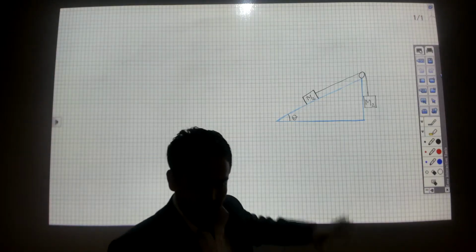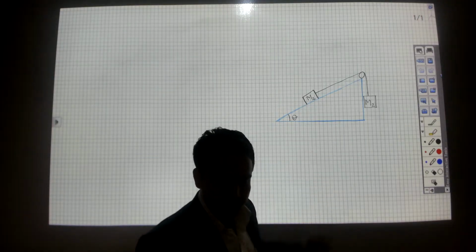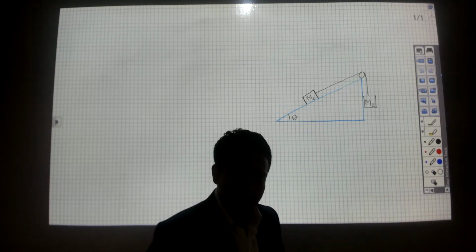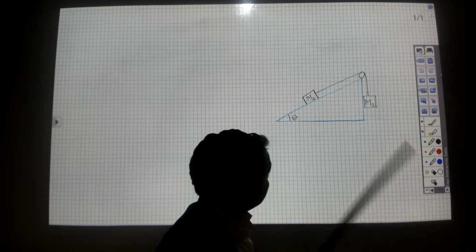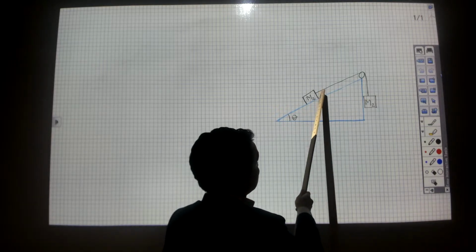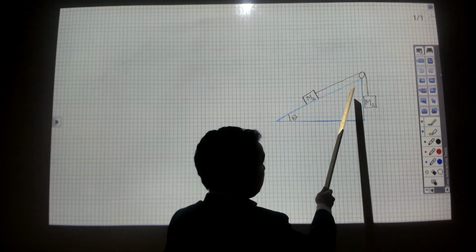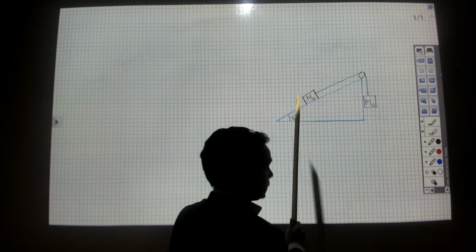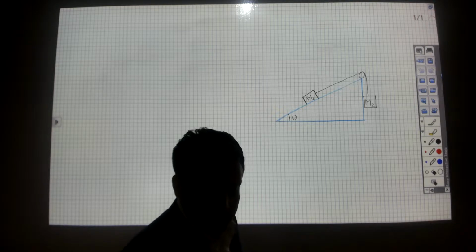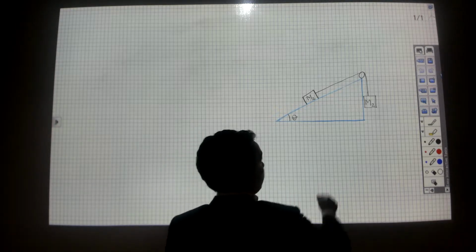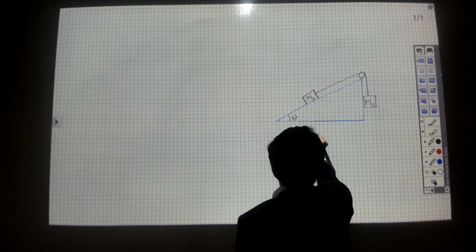So this is the problem here, and I'll explain what the problem is. You have two masses. These two masses are connected by a string through a pulley, and this mass rests on an inclined plane. So we have the given information. Both masses are given.